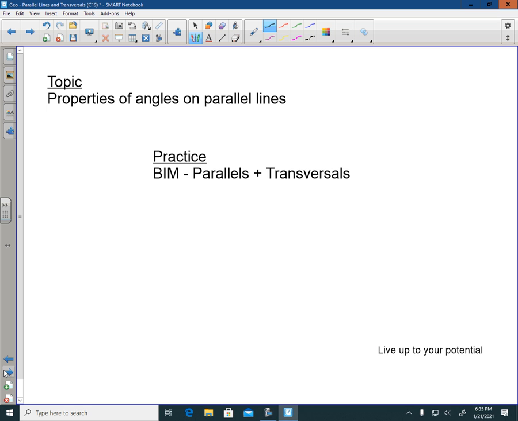All right, y'all. Topic, properties of angles on parallel lines. You got a bunch of new theorems today. The practice is in Big Ideas Math. It's called Parallels plus Transversals. I did not put the essential question on this slide, but you could go back to the beginning and see if you can answer that essential question. If you cannot, again, office hours, after school program, email me, let's chat. I'd love to help you out.